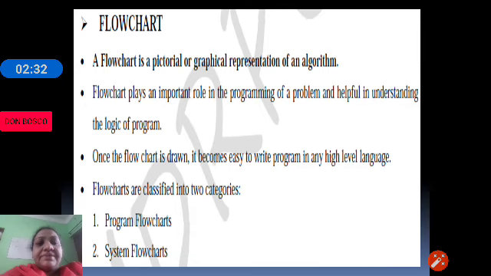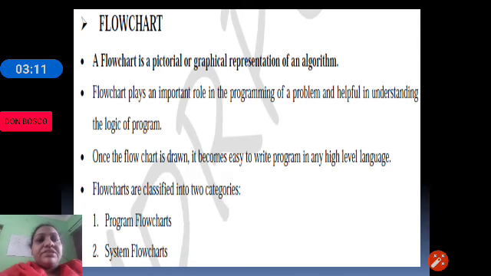So what is the difference between an algorithm and a flowchart? There we are writing steps. Here the same steps are represented using diagrams. As we know, human understanding is better with the help of a diagram. So diagrams play an important role in understanding the problem and its logic. Flowcharts play an important role in the programming of a problem, and they give a better understanding of the problem.